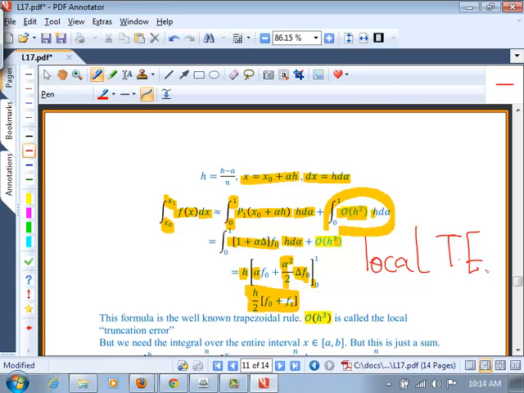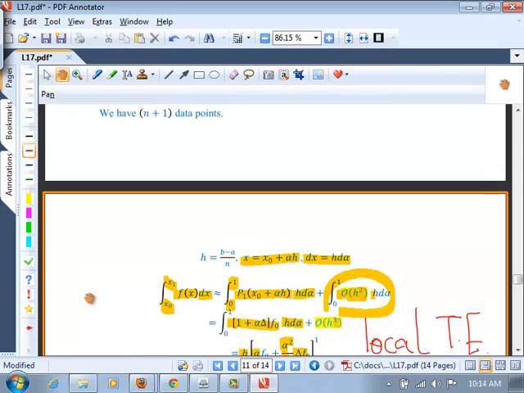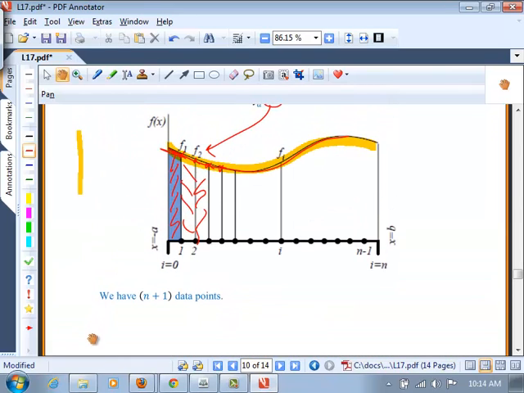So what will the global truncation error be? Well, now we are going from A to B. But we are splitting this as a summation of n strips, each one with this formula: h over 2 times (f_{i+1} plus f_i).